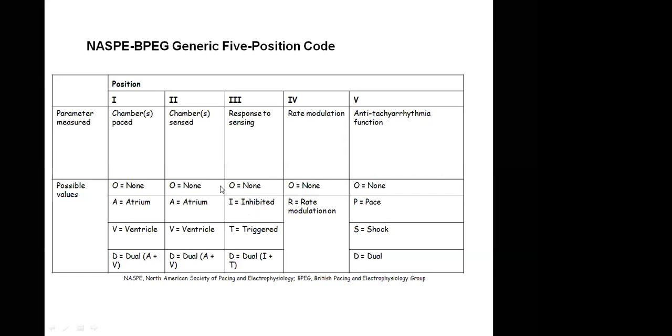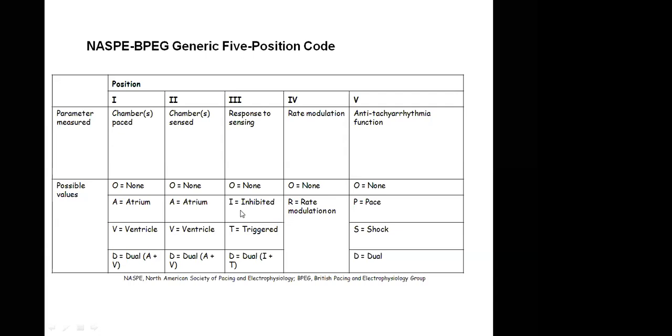Now let's put some codes together. I can put one lead inside the ventricle. Are you getting me? Yes. It paces the ventricle, and senses only the ventricle. Then, not respond to sensing. So that would be a VVO. Okay? Yes. The same way, I can pace the ventricle, sense the ventricle, and respond to the ventricular activity by inhibiting pacing. Then that would be a VVI.